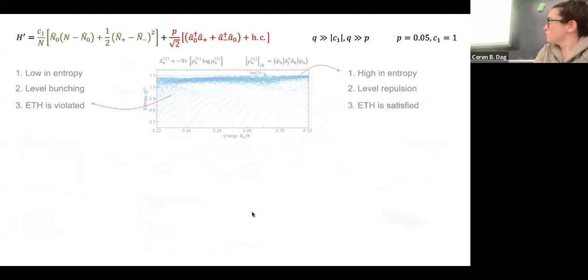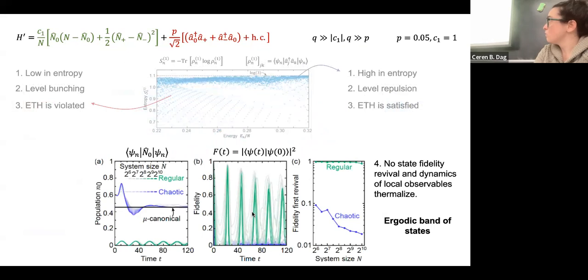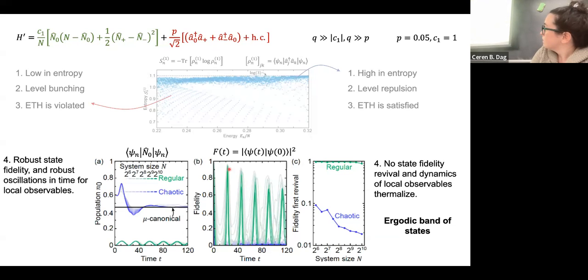On top of this, we do dynamics. If we initiate the dynamics in the regular region, on these regular states, we see well-defined oscillations for a long time. These are robust oscillations in the population N0, and the fidelity of the time-evolved state with the initial state also shows very high revivals.